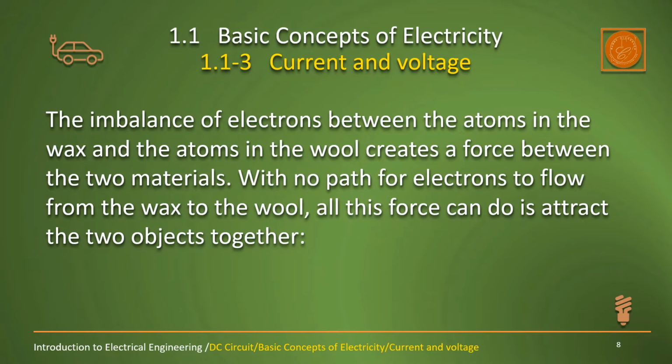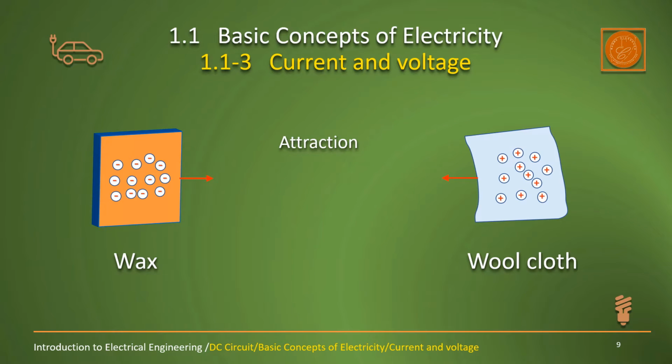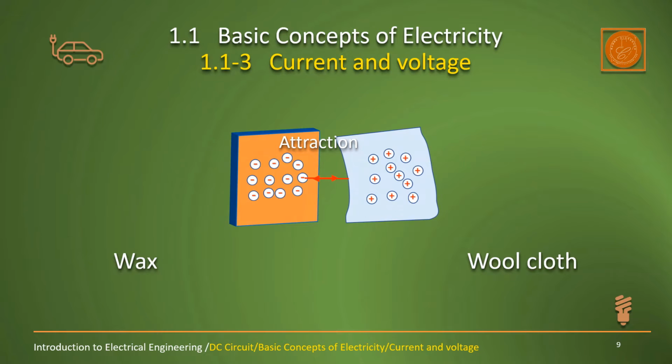The imbalance of electrons between the atoms in the wax and the atoms in the wool creates a force between the two materials. With no path for electrons to flow from the wax to the wool, all this force can do is attract the two objects together, like this. Because there is no path between the two materials, all they can do is attract each other.